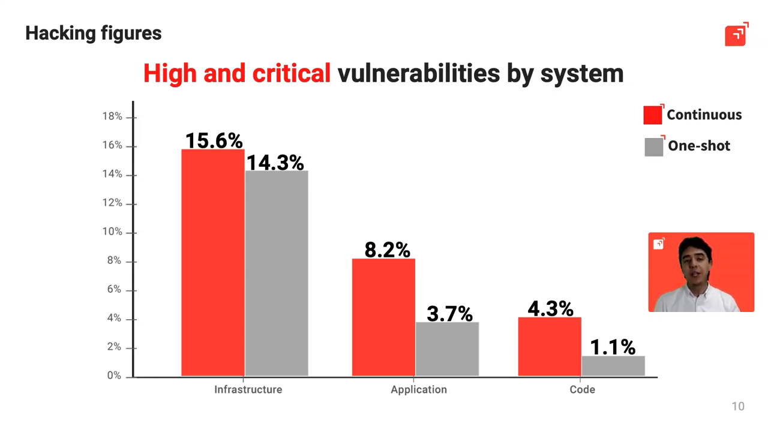In deployed applications, the difference is higher, 8.2% versus 3.7%. Finally, a sizable gap of high and critical vulnerabilities is present in source code auditing in both continuous and one-shot projects, 4.3% versus 1.1% respectively. These figures suggest that continuous hacking projects detect more severe vulnerabilities compared to one-shot hacking. We'll return to this insight further in this webinar.